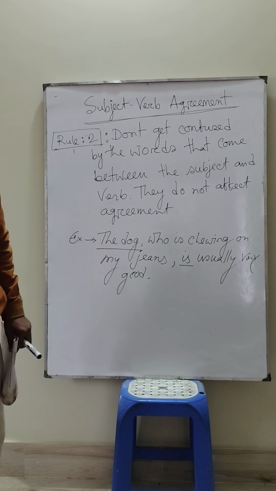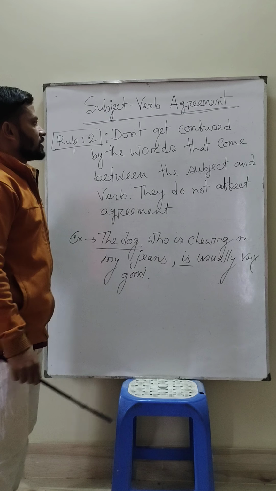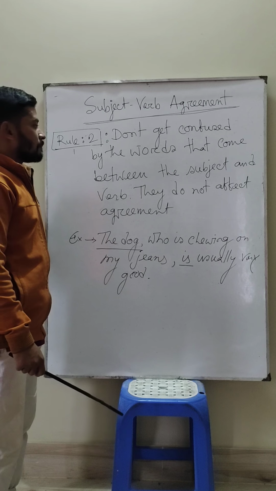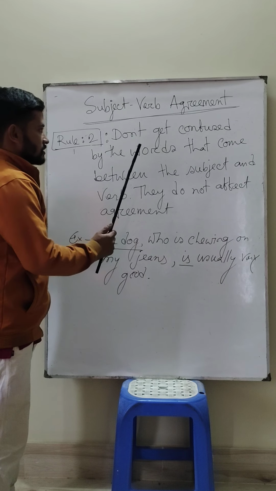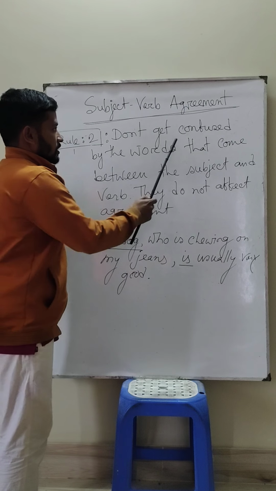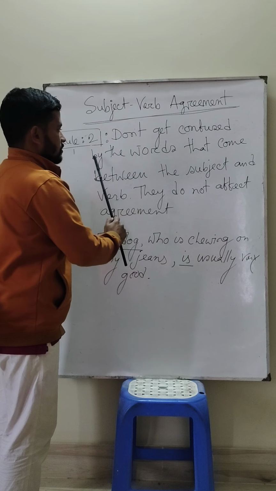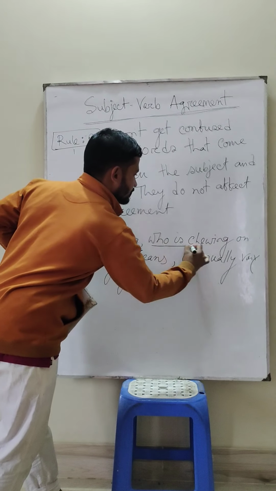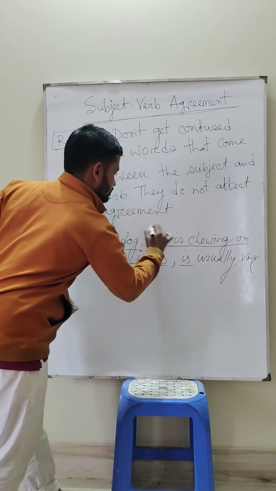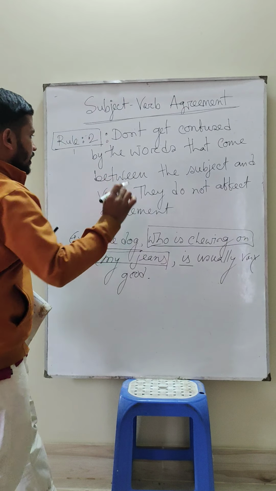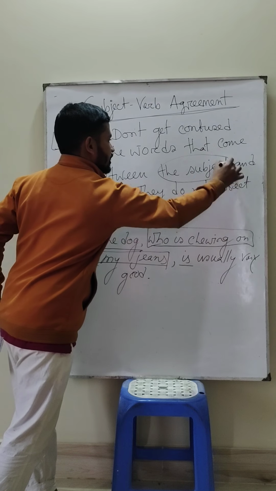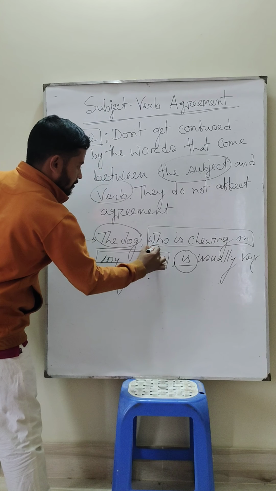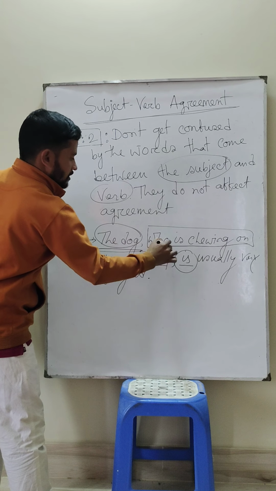Dear students, you see our next rule for subject verb agreement. Do not get confused by the words that come between the subject and verb. Please notice the words that come between the subject and verb, that place is between, here they come.